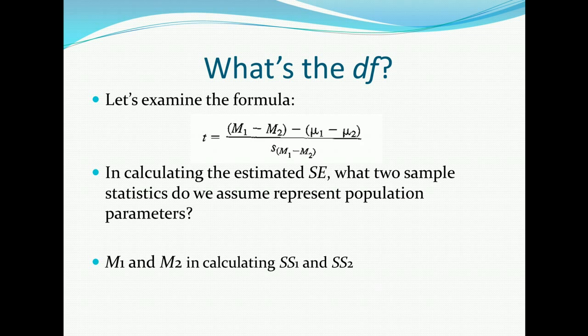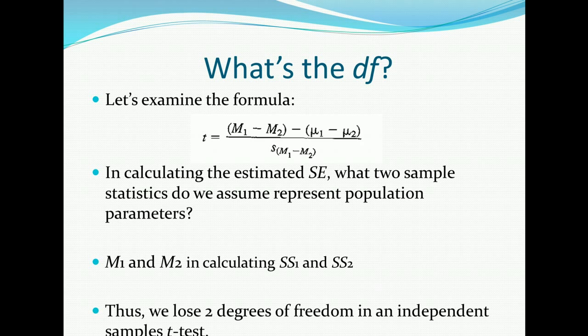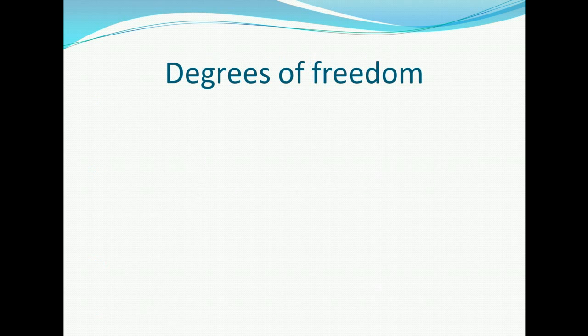Basically, we use M sub 1 and M sub 2 in calculating s squared 1 and s squared 2. So, in short, we lose 2 degrees of freedom in an independent samples T test versus 1 in a dependent samples T test. So, important to know. In this case, degrees of freedom equals degrees of freedom sub 1 plus degrees of freedom sub 2, the degrees of freedom for sample 1 plus sample 2, which can be alternatively stated as n sub 1 minus 1 plus n sub 2 minus 1, or total n minus 2.